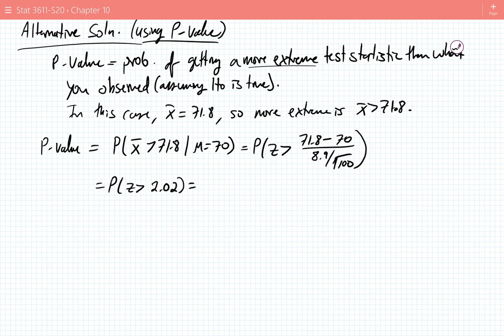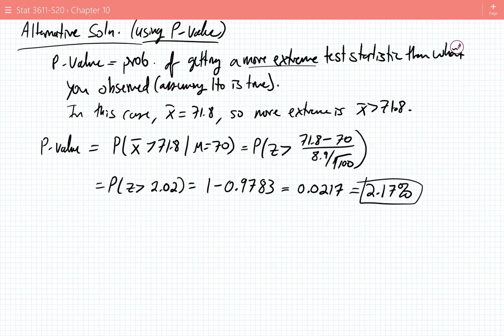And then we can go look at the normal table. What is that probability? The normal table gives us values less than 2.02. That's 97.83%. So greater than would be the complement, 1 minus that, and this is 0.0217. That is a 2.17% chance. That's our p-value, all right? There is a 2.17% chance of getting a test statistic more extreme than the one we observed.